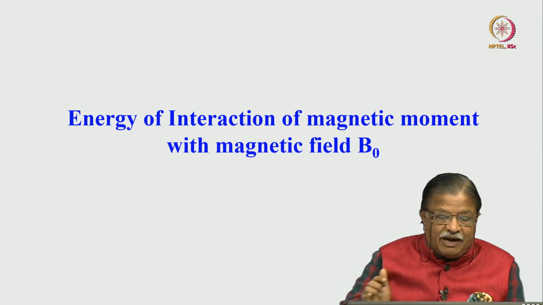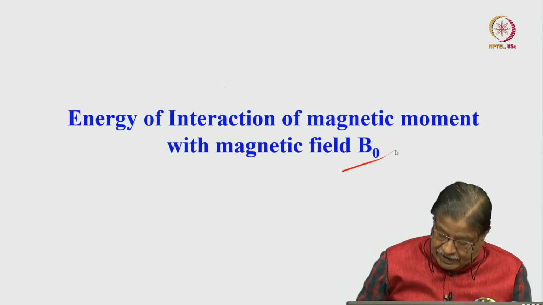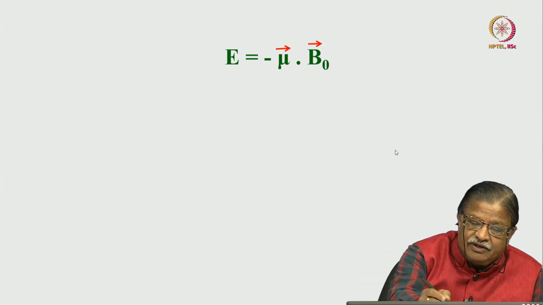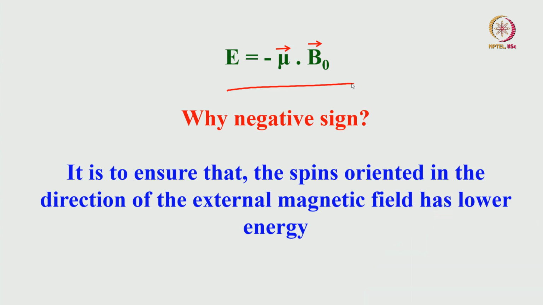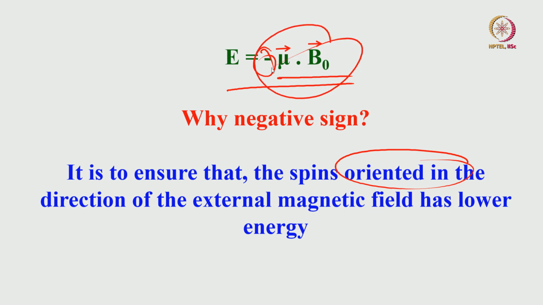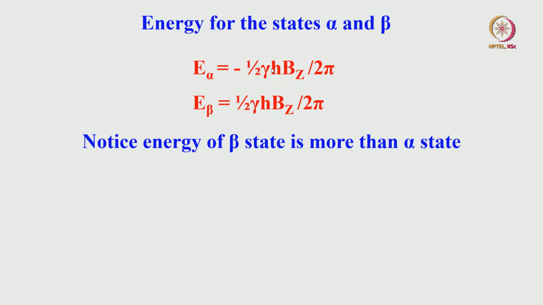Now, the energy of interaction of the magnetic moment with the magnetic field we can calculate. How do we do that? E equal to minus mu dot B naught, that is the general equation. You may ask me a question, why did I write negative? Energy is anyway always positive, but it is to ensure that the spins oriented in the direction of the external magnetic field have lower energy. That is an assumption. That is the reason why the negative sign has been deliberately put. So, the interaction energy is given by mu dot B naught, both are vectors, it is a dot product of the vectors. This is the energy of interaction of the magnetic moment.